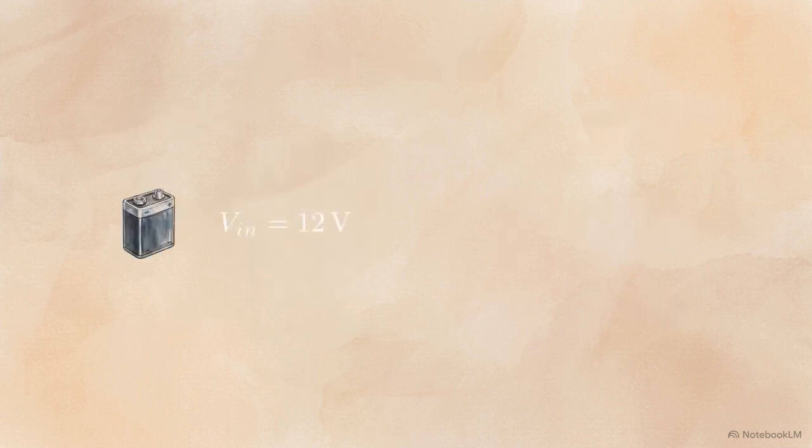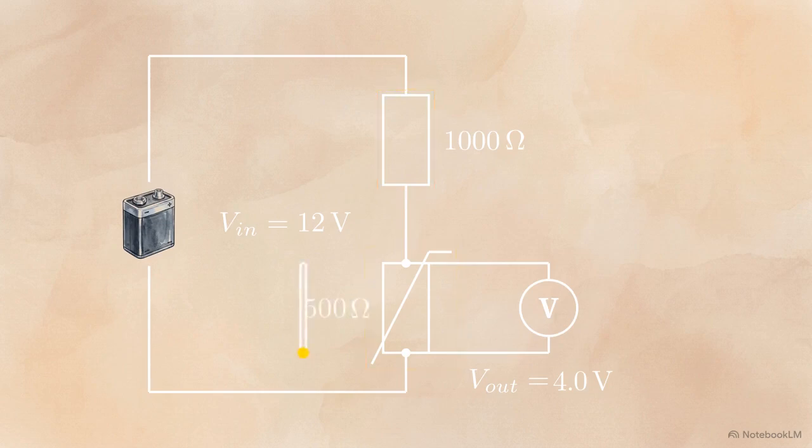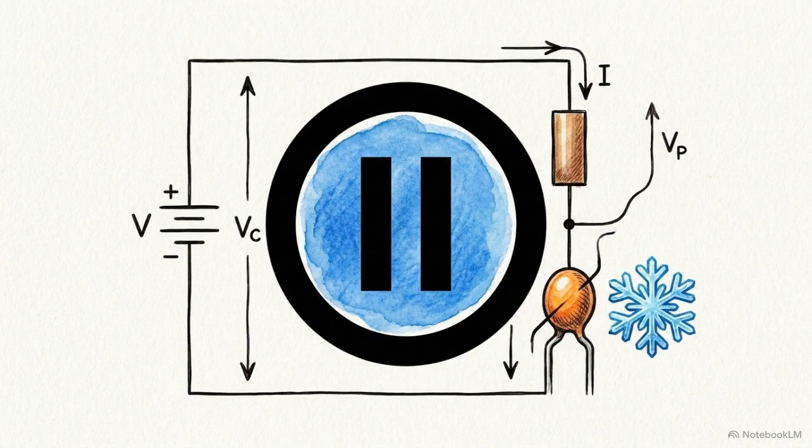We use these components to build potential divider circuits. This layout features an input voltage passing through 2 resistors in series. We then attach a voltmeter across just one of those components, in this case the thermistor, to measure our output voltage. Remember the rule for series circuits. The voltage splits. The component that provides the highest share of the total resistance will take the highest share of the voltage. Let's test this logic.